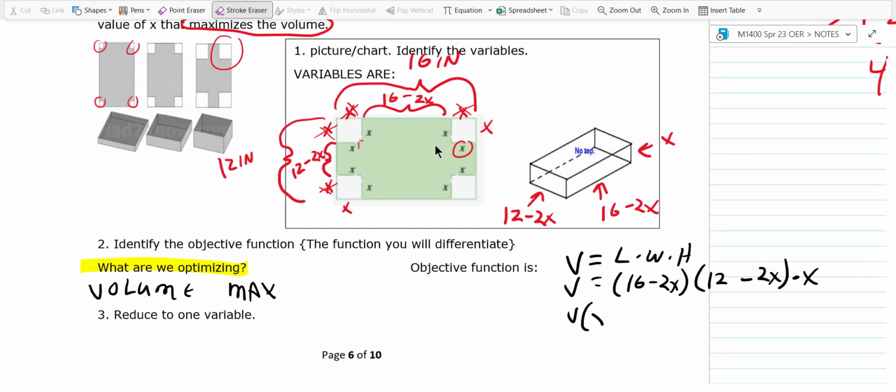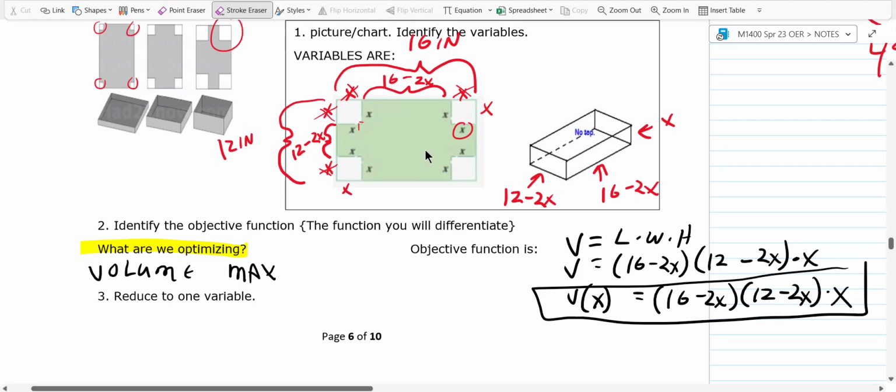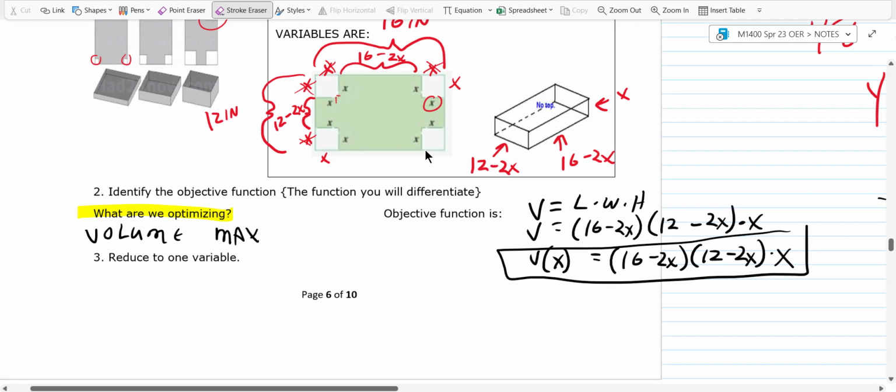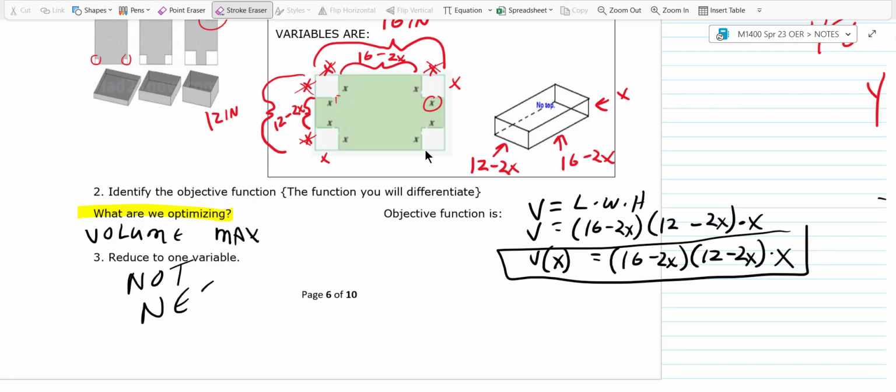So we only have one variable. This is our objective function. This is what we're going to take the derivative of and find critical values and all that kind of stuff. Now, reduce to one variable? Not necessary. We don't have to do that. In this problem, our objective function only has one variable. So does everybody understand that objective function, length times width times height?